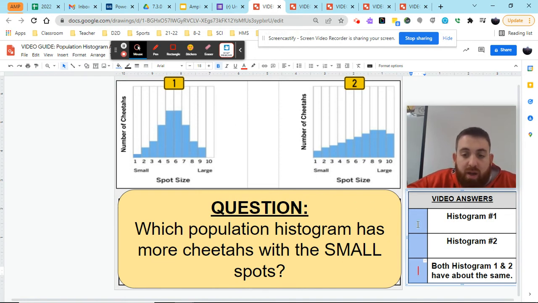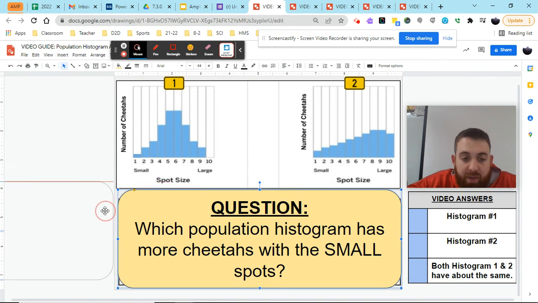So the only way that we could say that one of these histograms has more or less is if we knew how many each of these bars represented. But without knowing that, we have to make a judgment call. So we would probably argue that both histogram 1 and 2 have about the same.